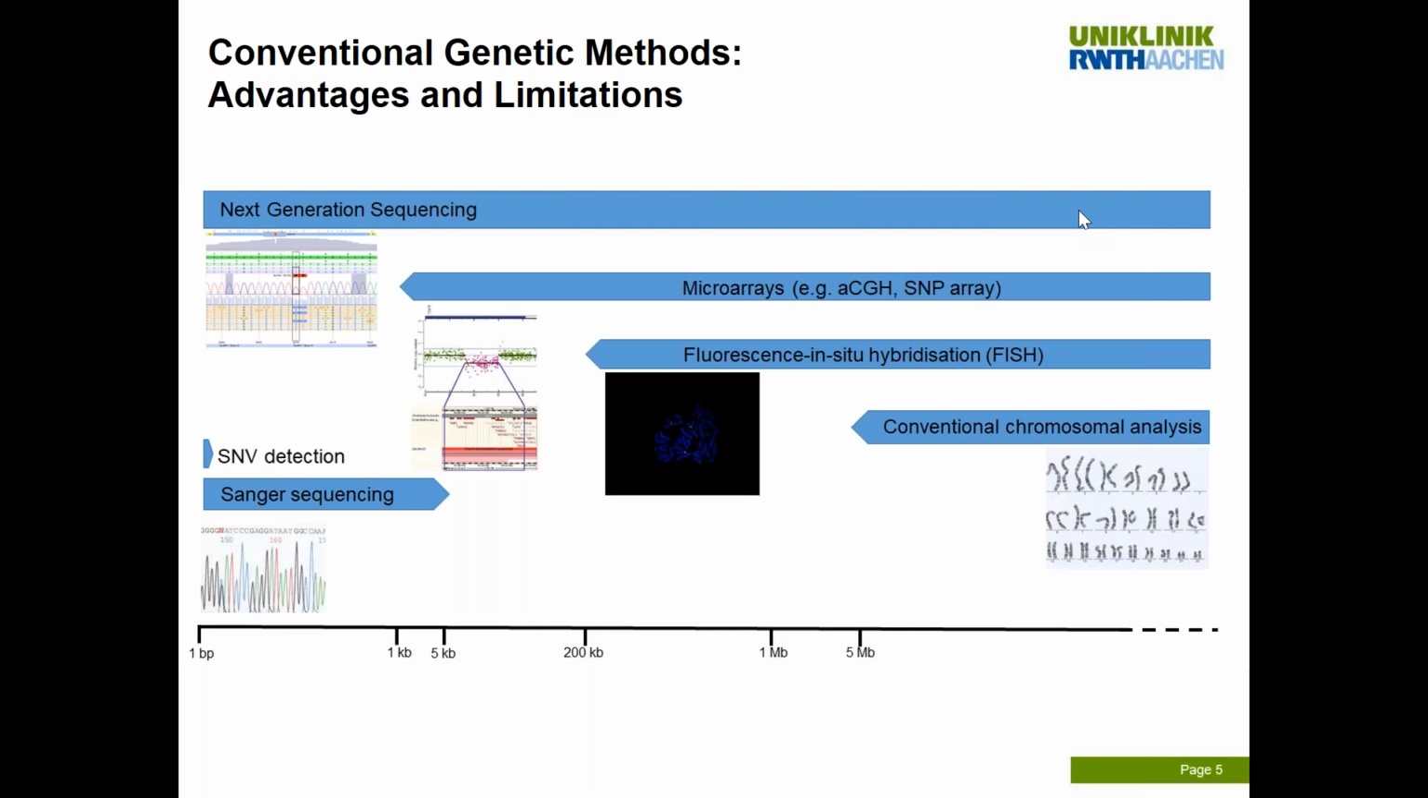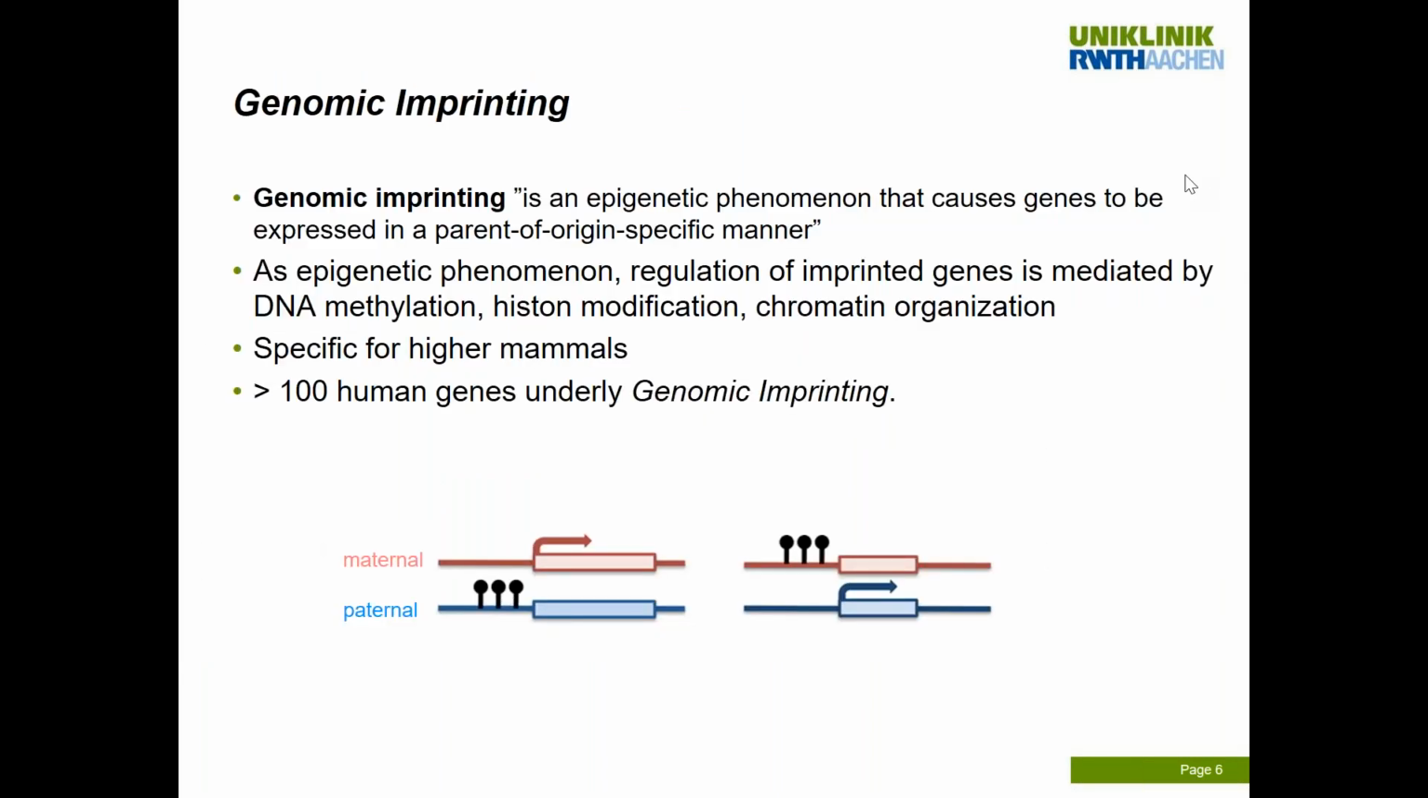So we are talking about molecular defects on the DNA level. The situation is different in genomic imprinting disorders. Genomic imprinting itself is an epigenetic phenomenon that causes different expression of genes in a very parent of origin specific manner.